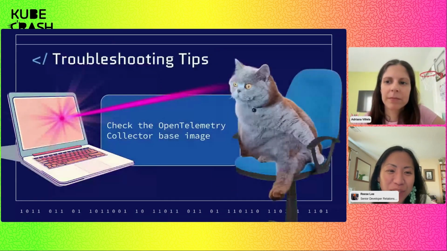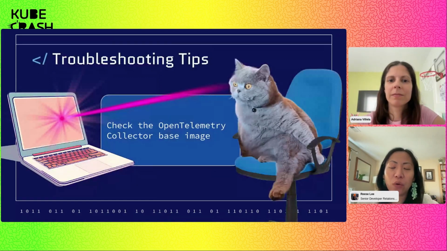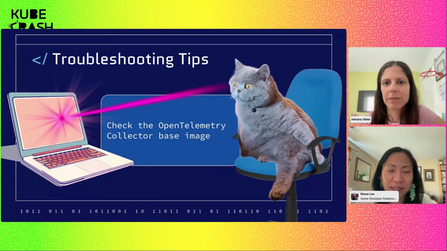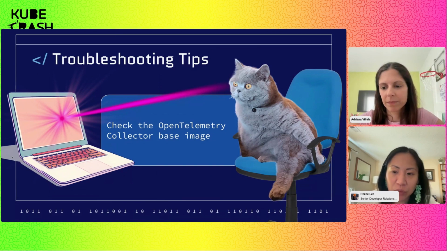Also, check the OpenTelemetry Collector base image. By default, the collector CR uses the core distribution of the collector. The core distribution is a bare bones distribution of the collector and just contains a base set of the components that we covered earlier. So extensions, connectors, receivers, processors, exporters.